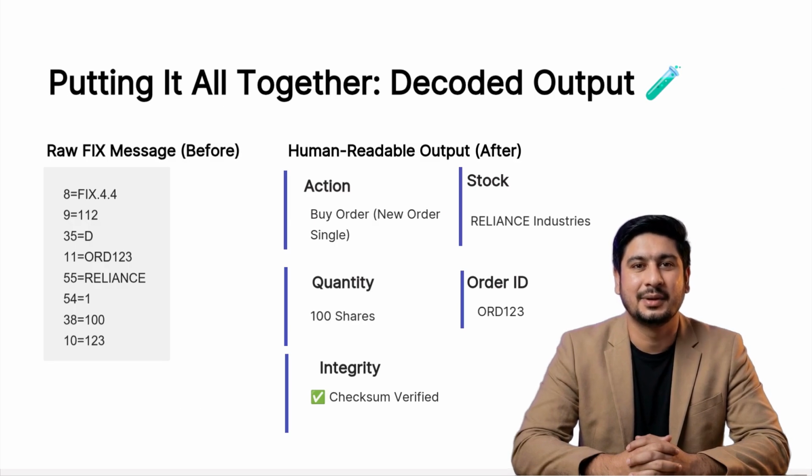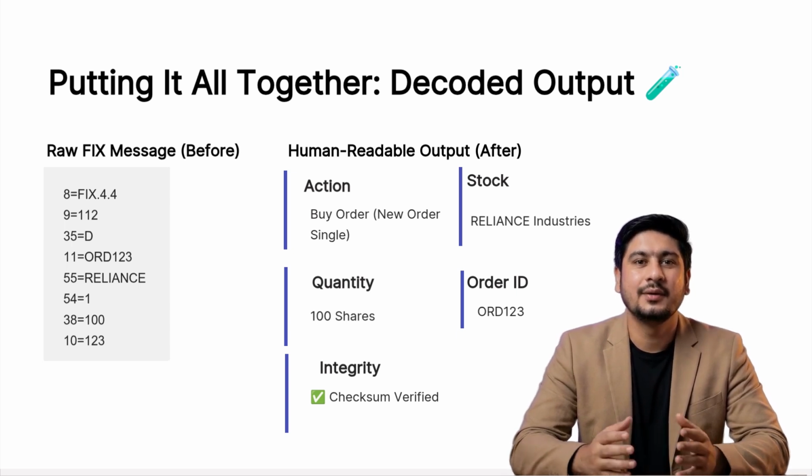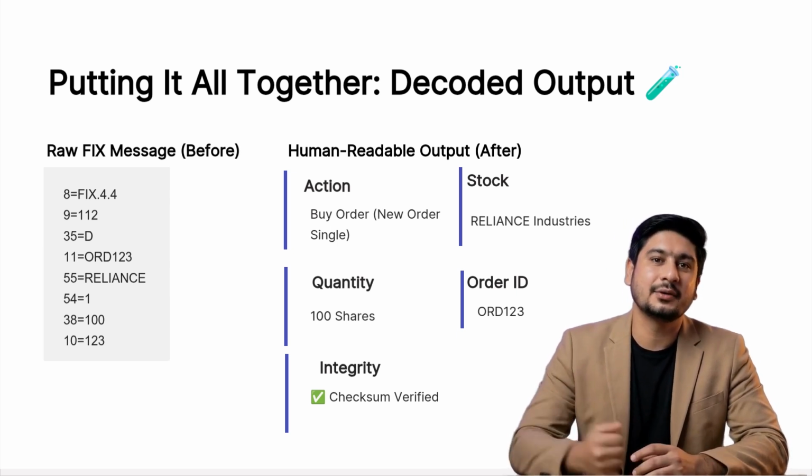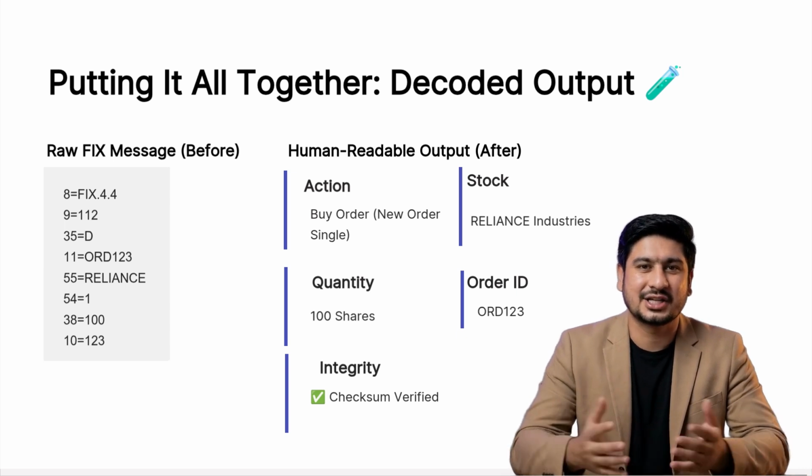Let's examine the transformation of a raw FIX message into a human-readable format. Initially, we have a message indicating a new buy order for 100 shares of Reliance Industries with order ID ORD123. The integrity of this message is confirmed by a verified checksum.